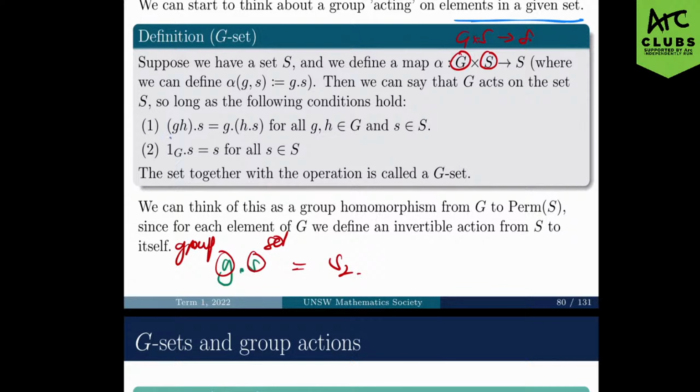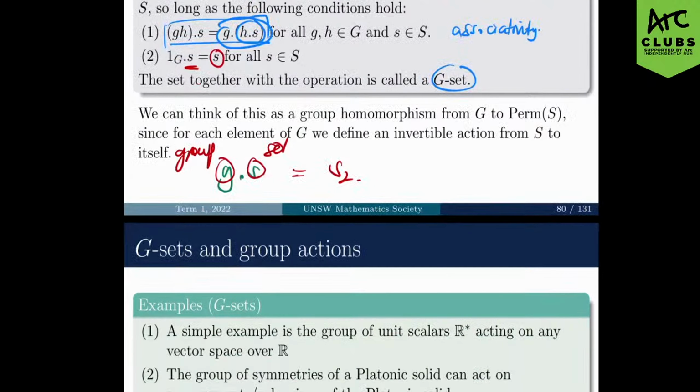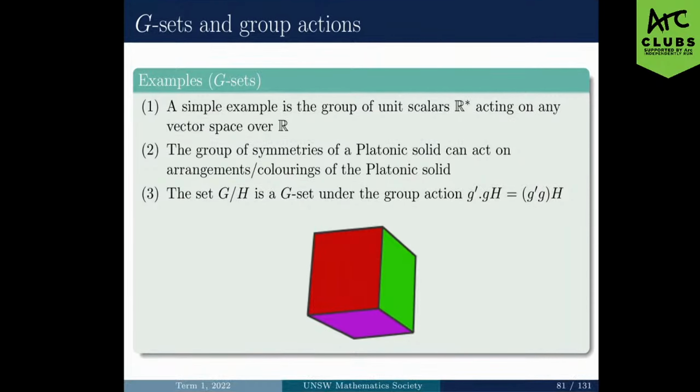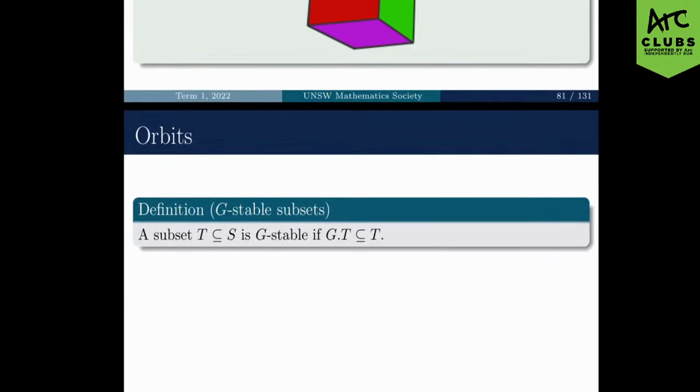So this is associativity. GH acting on S is the same as H acting on S and then G acting on that result. The next thing is that the identity when acting on S needs to just return S. And once we've got that set and that operation defined, we've basically got a G-set. Yeah, so we'll skip over this, but basically that's what a G-set is.